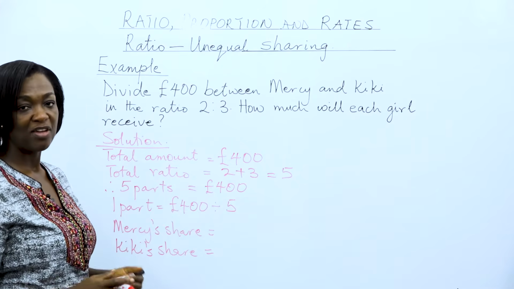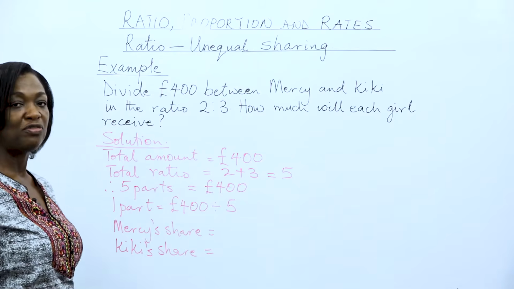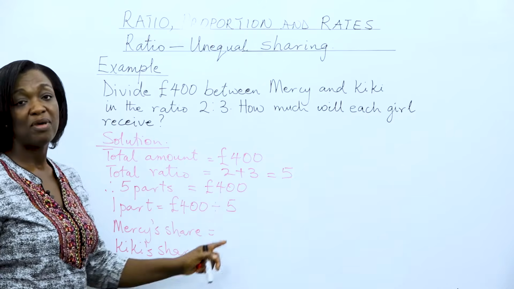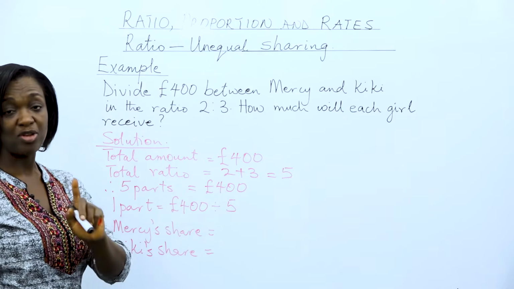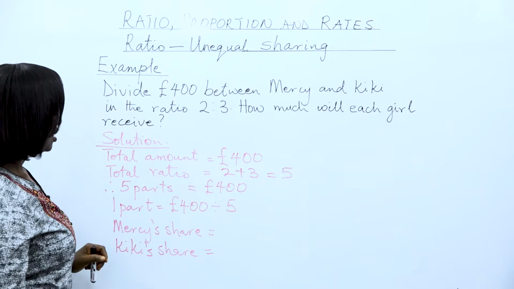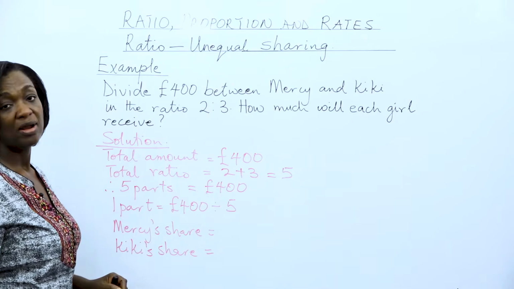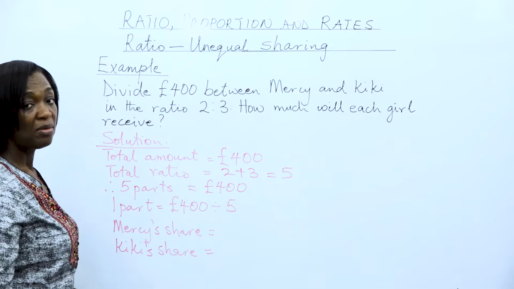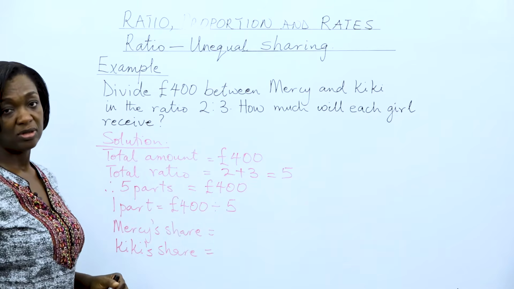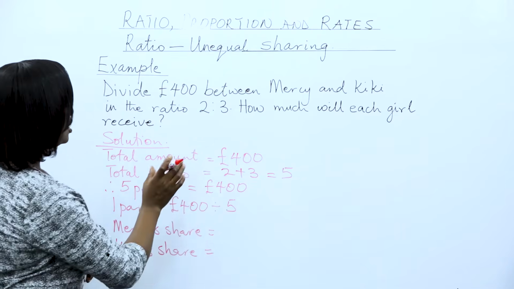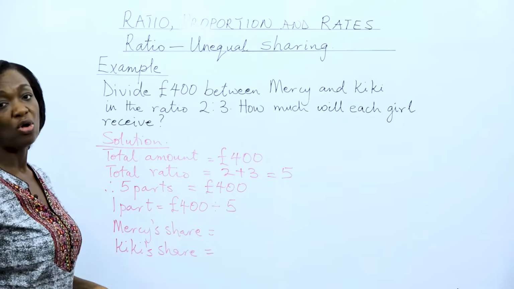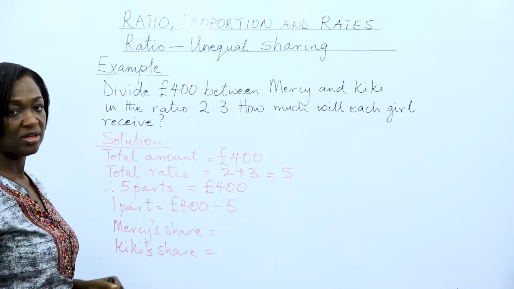So before we split into 5 parts, or rather, to split into 5 parts, we have to divide 400 by 5 to get the value of 1 part, or 1 ratio. So 1 part is equal to 400 pounds divided by 5, because the 5 parts is equal to the total amount. So always note that the sum of the ratios will be equal to the total amount of whatever is being shared.